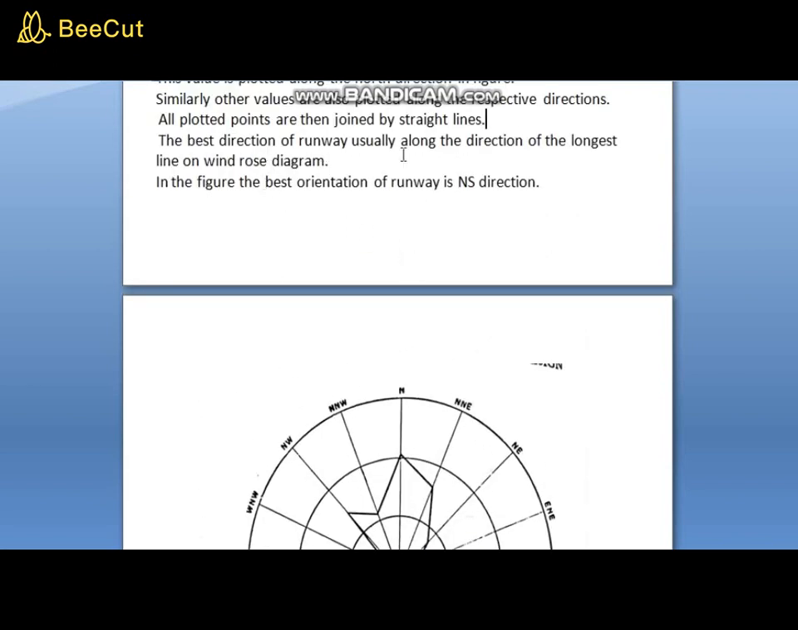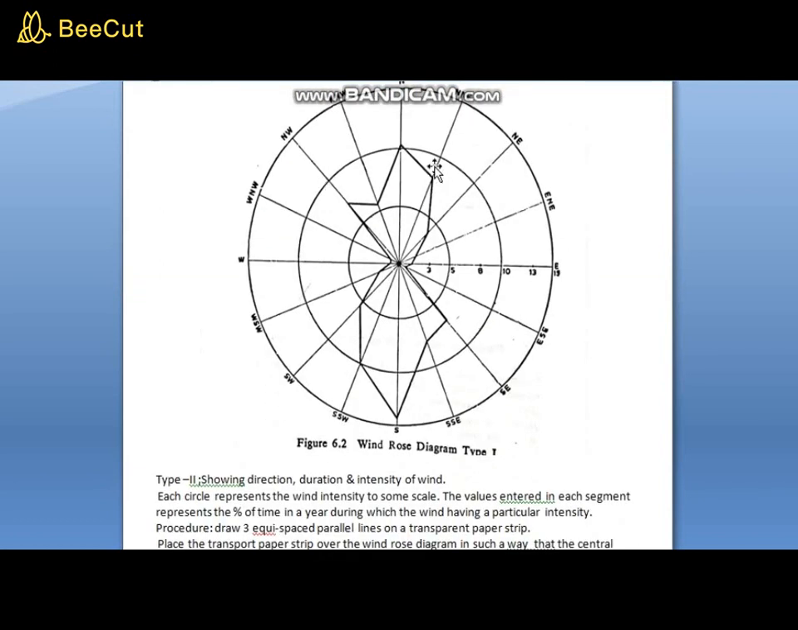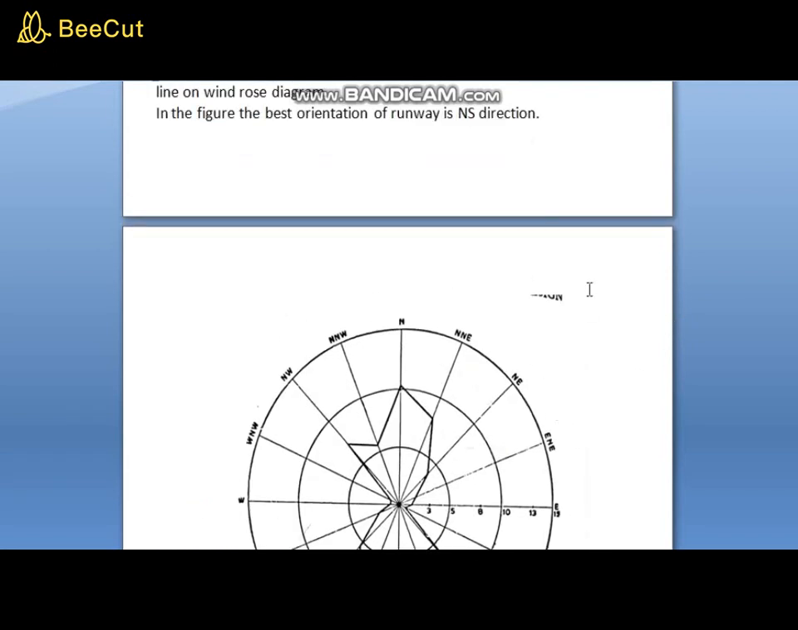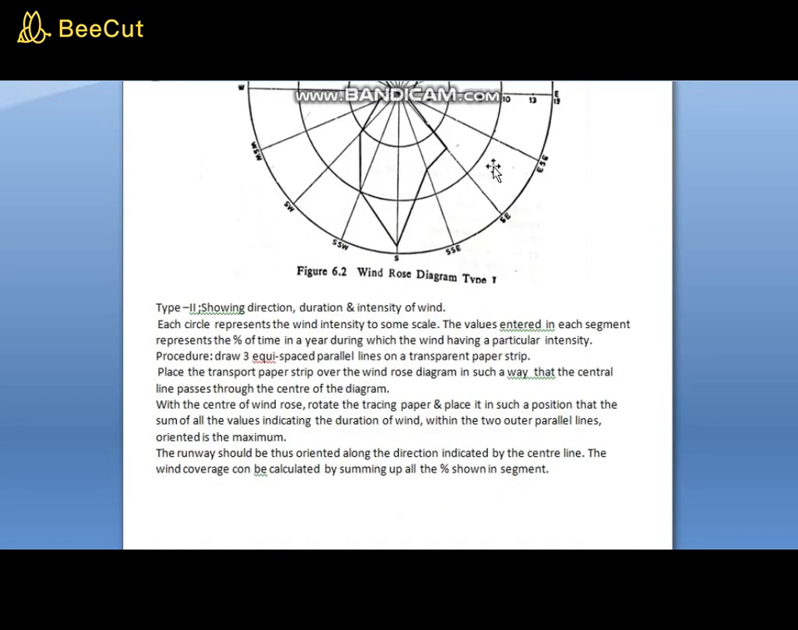The best direction of runway is usually along the direction of the longest line on Windrose diagram. We'll see within this polygon, a closed figure, which is the longest line, that is nothing but the orientation of runway. So in this direction, north-south is the longest line, therefore runway is oriented in north-south direction.